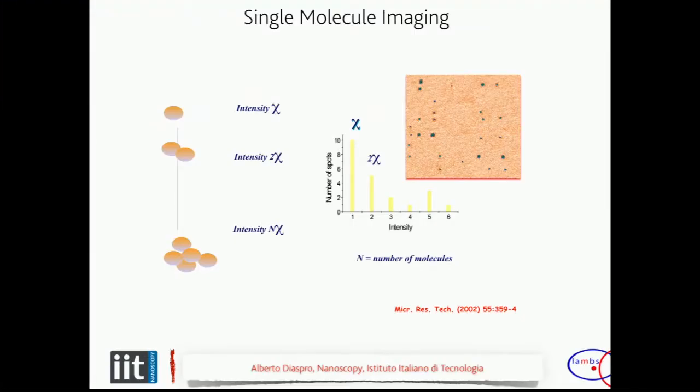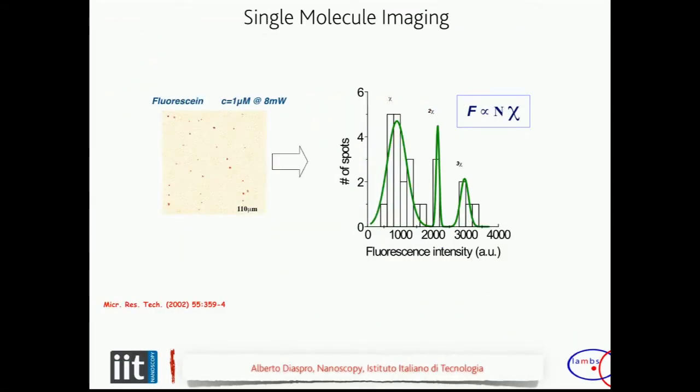But now, this is the real situation. It's not exactly what you've seen there. This is the experiment, in this case with one micromolar, and this is what you get, and these are the categories you can have using fluorescence intensity.